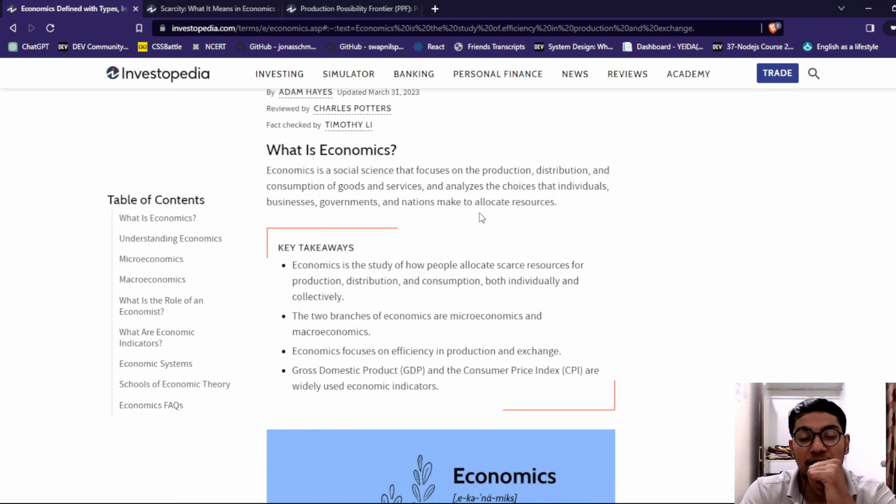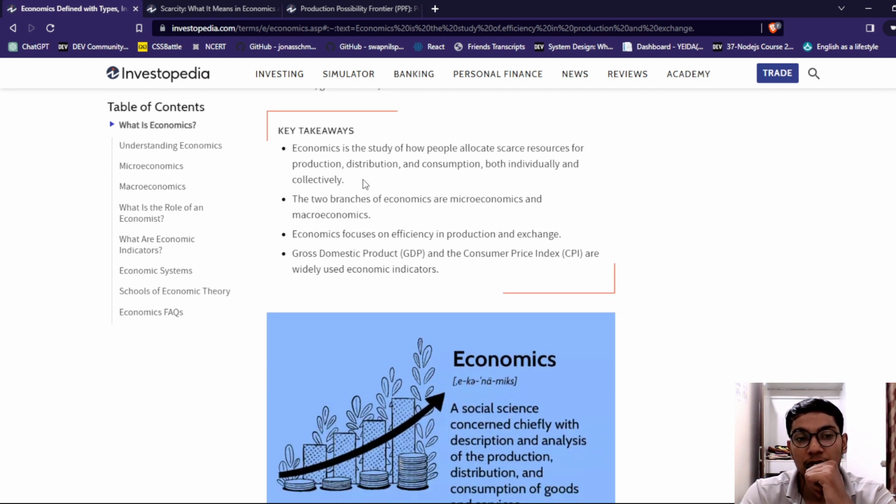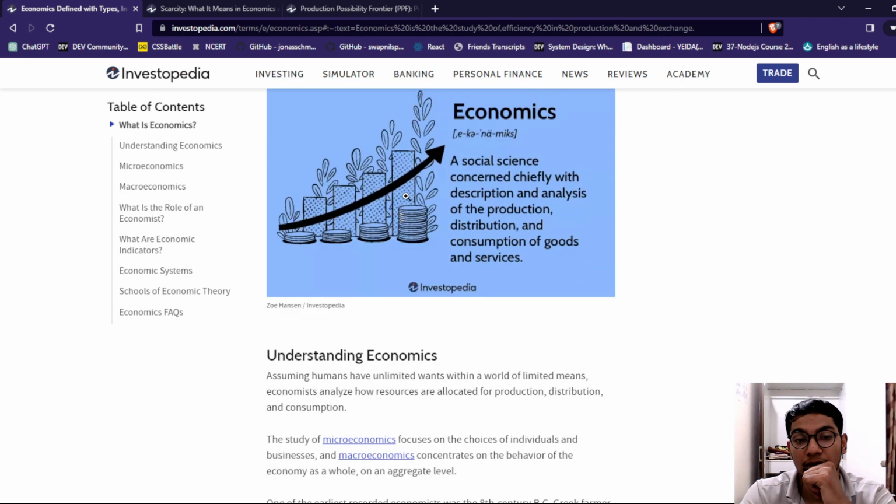Economics is a social science that focuses on the production, distribution, and consumption of goods and services. It analyzes the choices that individuals, businesses, governments, and nations make to allocate resources. Economics is the study of how people allocate scarce resources, in production, distribution, and consumption, both individually and collectively. The two branches of economics are microeconomics and macroeconomics. Economics focuses on efficiency in production and exchange. GDP and the consumer price index are the values adopted.